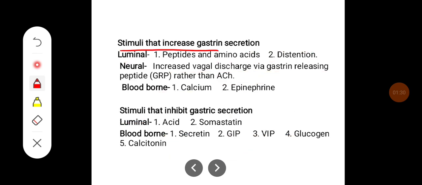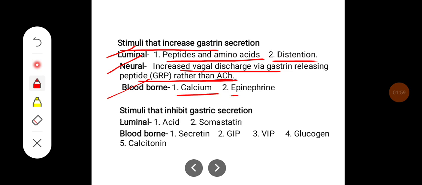Stimuli that increase gastric secretion. There are some luminal factors, neural factors, and blood-borne factors. The luminal factors are peptides and amino acids and the distension of the stomach, whereas for the neural factors, increased vagal discharge is going to increase HCl production and gastrin production by gastrin releasing peptide rather than acetylcholine. Some blood-borne factors like calcium and epinephrine are also going to increase gastrin production.